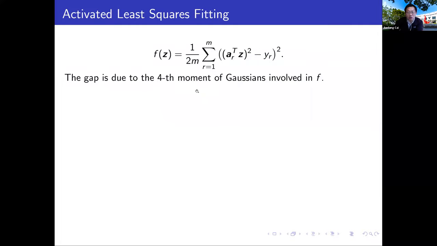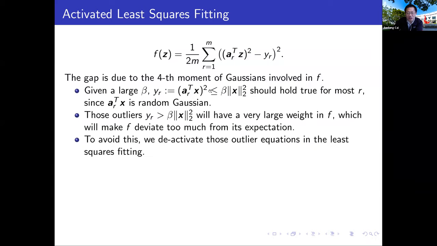So for this purpose, let's check why this standard least square fitting does not have this optimal sampling complexity. The main reason is just because we have the fourth moment in this objective function. And once the fourth moment is involved, you can see that for most of the equations, this (a_r^T x)^2 is just bounded by some beta times the norm of x.